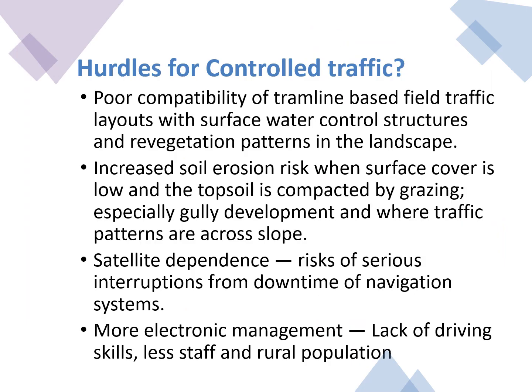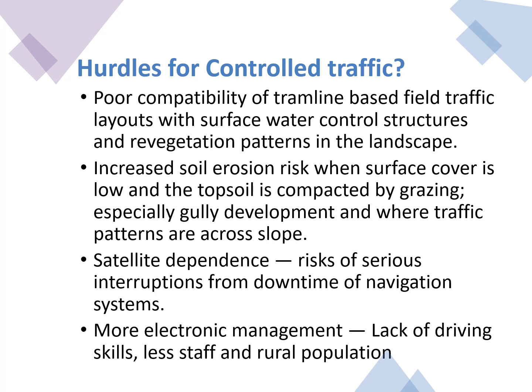But of course there are hurdles in that. Poor compatibility of tram line based traffic layouts with surface water control structures and revegetation patterns in the landscape. So there is the compatibility. We don't have a similar kind of machines and irrigation system, so that's why that may be a hurdle. But of course, it is happening in different parts of the world. In our parts, it's a bit difficult because we have very small holdings, very small farms, and it's not very easy to run the machine in this way.